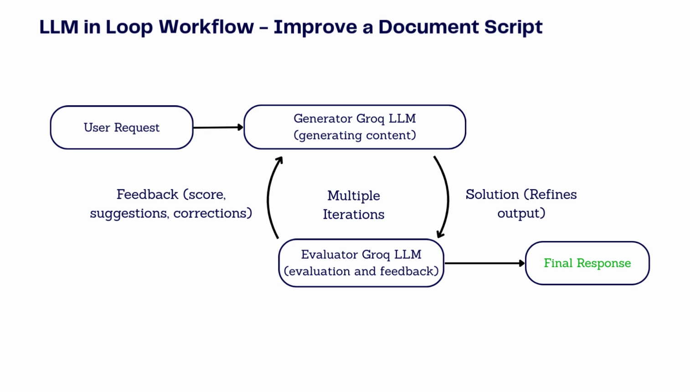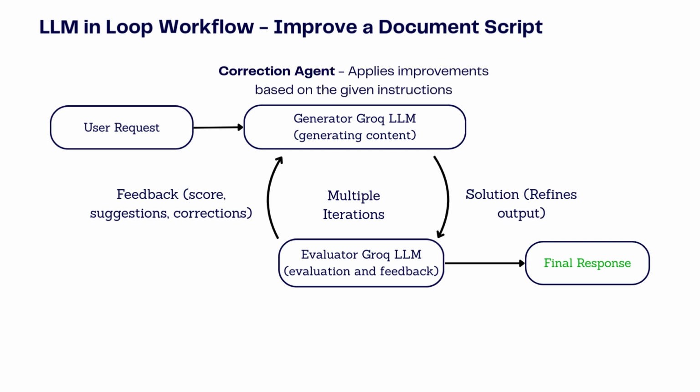We've covered the details of LLM in a loop and the different types of loops. Now let's build a working example. In this example, we'll implement a simple, practical LLM in a loop workflow that improves a document script through iterative refinement. We'll use the following agents in this workflow.